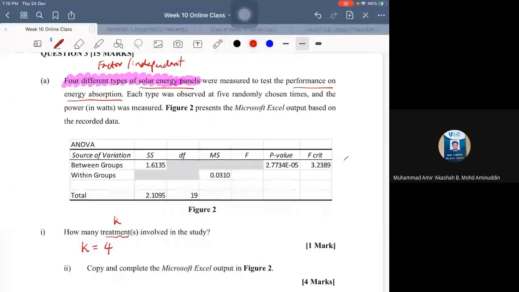So what is this actually, 5 randomly chosen times? Meaning, for example, I have solar energy panels. There are 4 of them: 1, 2, 3, 4. These are 4 different types. For type number 1, I take 5 samples. Here there are 5 samples, this is 5 samples as well. That is what I mean by 5 samples. So how many treatments are there? It's how many categories there are in our factor. We have 4 categories, so the number of K is equal to 4.